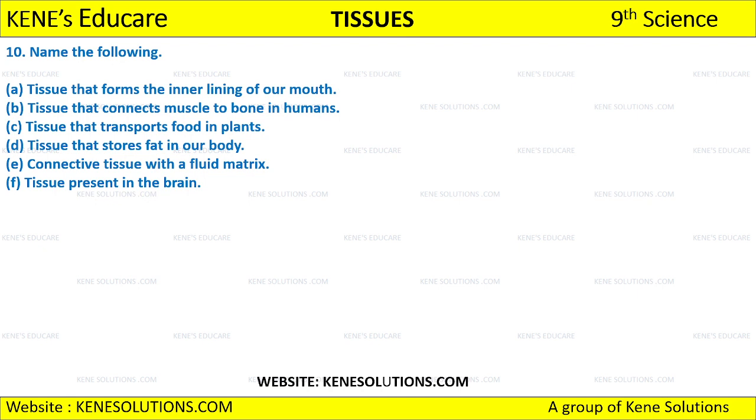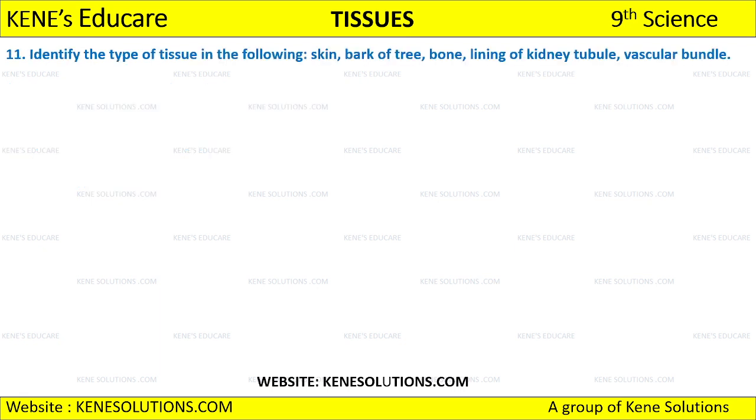Then connective tissue with the fluid matrix is blood, because we studied that blood is a fluid connective tissue, right? Then the tissue present in the brain is the nervous tissue. I hope every one of you is clear with this specific type of tissues. Then we have the next question: identify the types of tissue in the following. Skin has stratified squamous epithelial tissue. Okay.